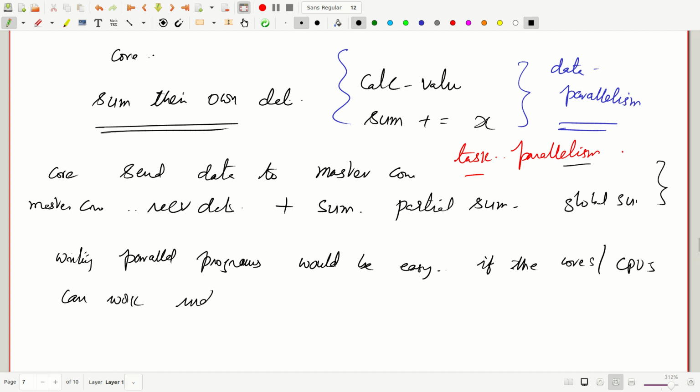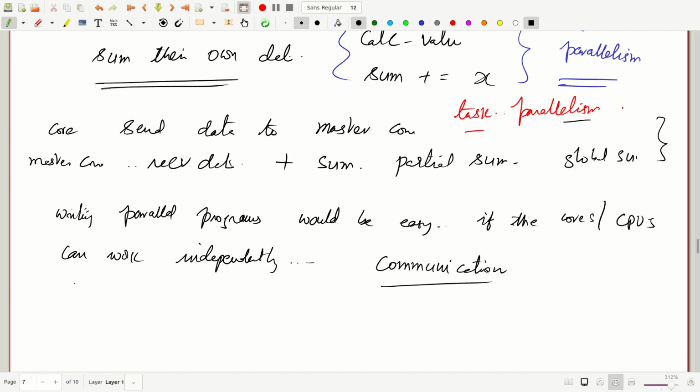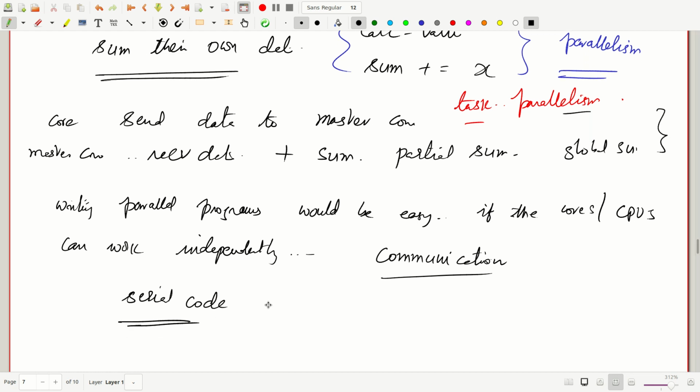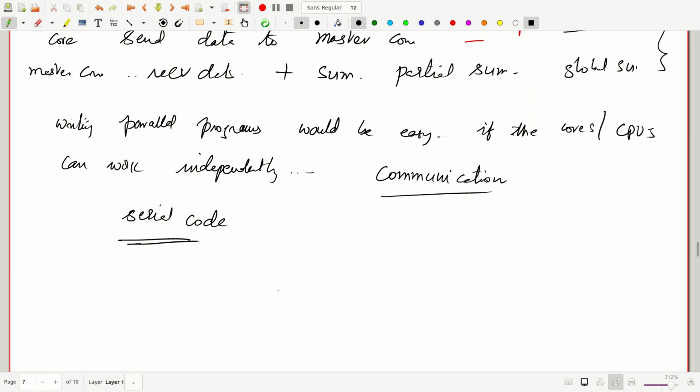That means they don't have to talk to each other at all. Okay, if they can work independently, there is no need for communication, then essentially writing parallel programs is a piece of cake, right? Because it means that it is exactly the same as writing serial code. Only thing is that you just have to distribute the data to each of the cores. Unfortunately, life is not so simple, so as a result, we need communication between the cores.